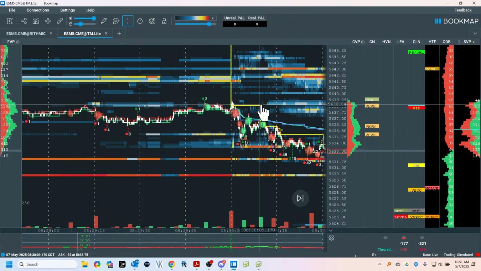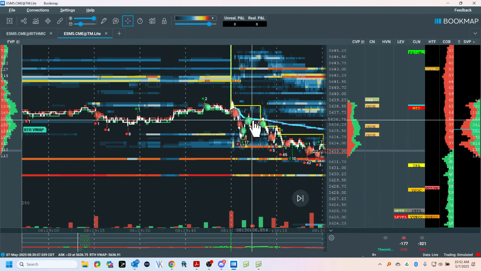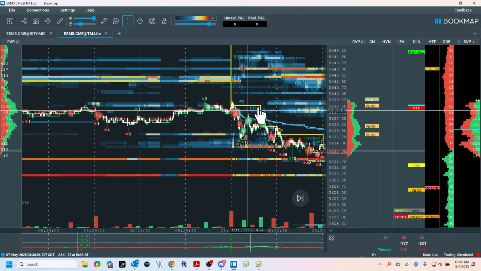So right here, this is the retail price. Remember, high volume starts at 0 at RTH open. If it's too high, I'm not paying that. Boom. Mid, VWAP, VPOC migration.